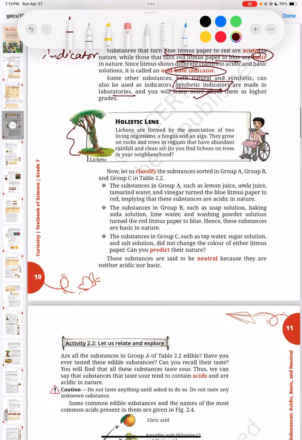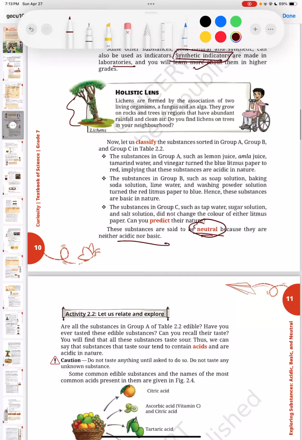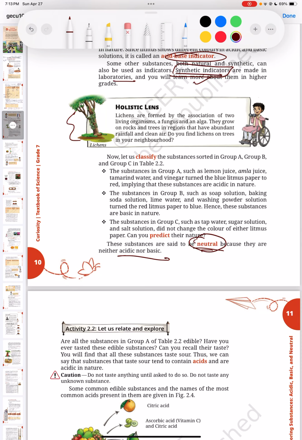Okay, so another important point to note over here is that there are substances that do not turn either of the litmuses. So there are something called neutral substances. So what are neutral substances? Neutral substances are the substances which are neither acidic nor basic. Okay, right? And what are the examples of acidic substances?